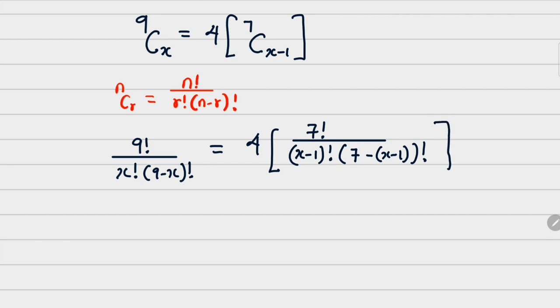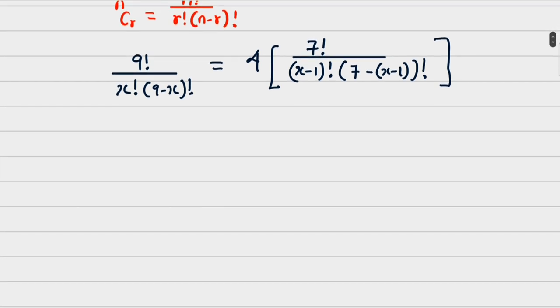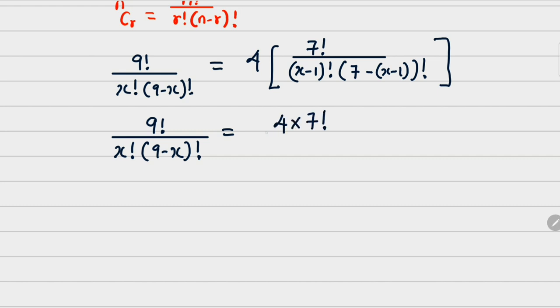Now, if you check, what I've done is to make use of the combination formula to express the work, all right? So you see 4 times 7 factorial is 4 dot 7 factorial. But let me have this. I have 9 factorial all over x factorial into 9 minus x factorial, which equals 4 times 7 factorial, then everything all over x minus 1 factorial.